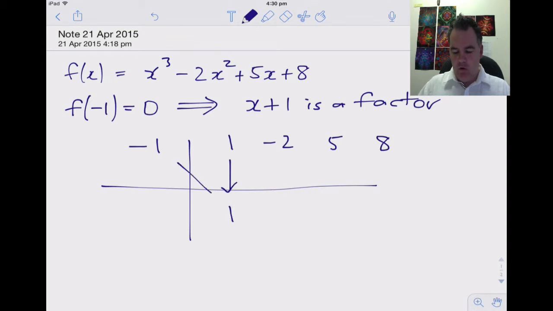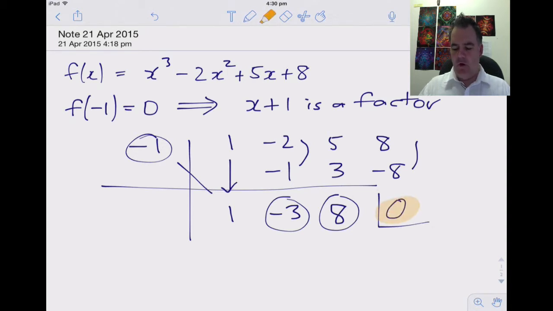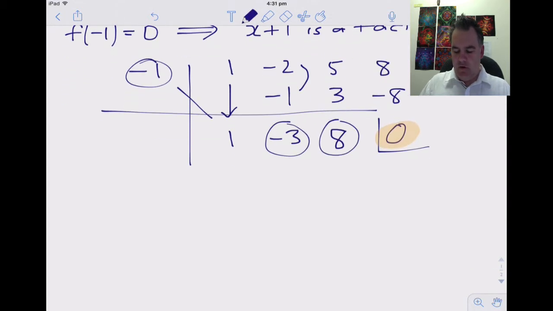Okay, multiply these two terms here. Negative 1 times 1 gives you negative 1. Add these two terms here, gives you negative 3. Multiply negative 1 and negative 3, giving you positive 3. Add these two terms here, giving you 8. Then negative 1 times positive 8 is negative 8. Add these two terms here, gives you 0. And that's what we're expecting there at the end, because we knew that the remainder was going to be 0 there.